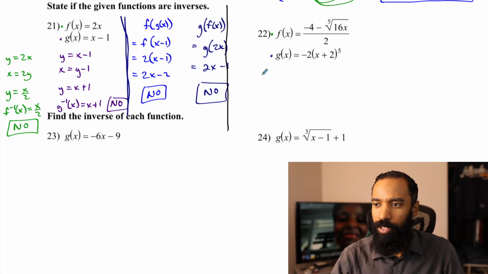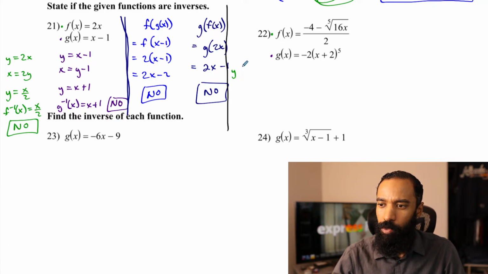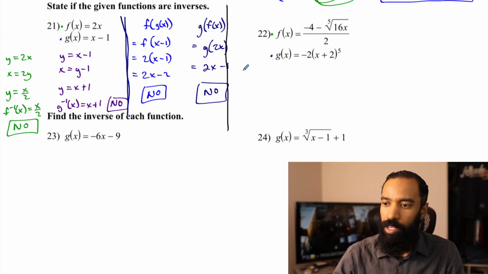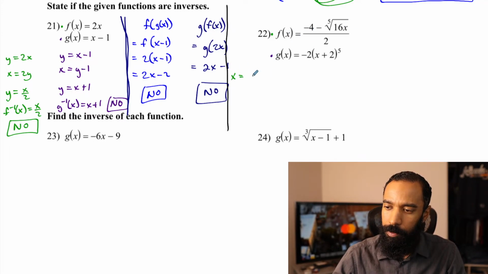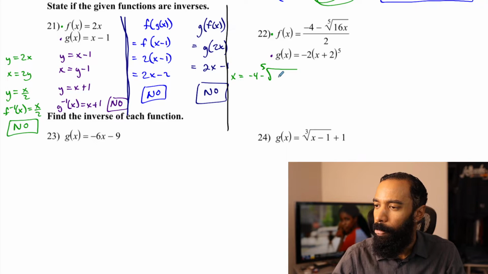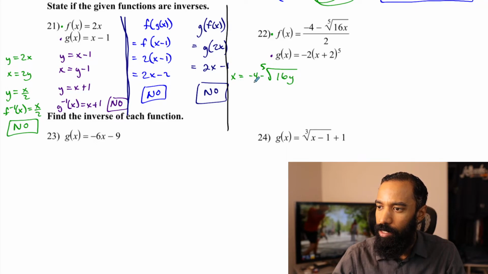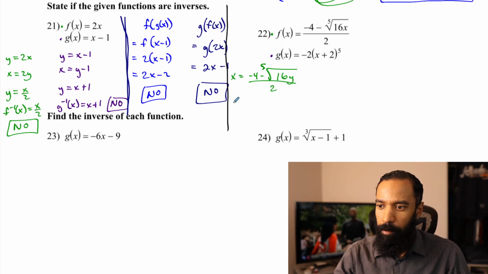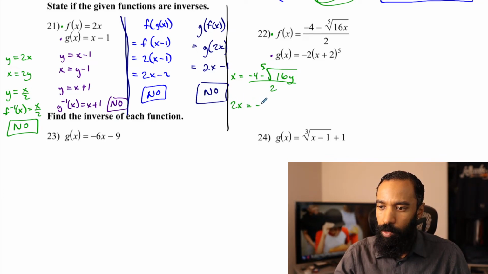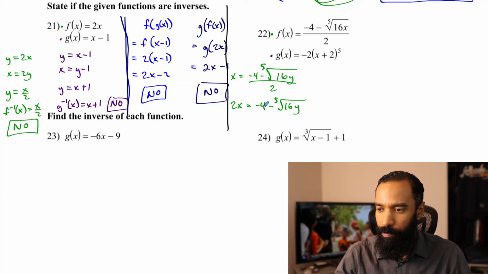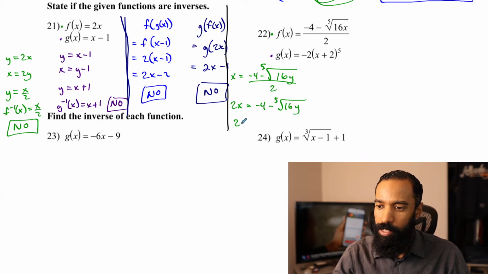For f of x here, let's take its inverse. So y equals, here, I'm just going to swap, right? F of x means y. Let's swap x and y. So x equals, here's the inverse, negative 4 minus the 5th root. We haven't done 5th roots, but that's okay. You can raise to the 5th power of 16y all over 2. I'm going to start by multiplying both sides by 2 there. 2x equals negative 4 minus the 5th root of 16y. Got to add 4 to both sides there.